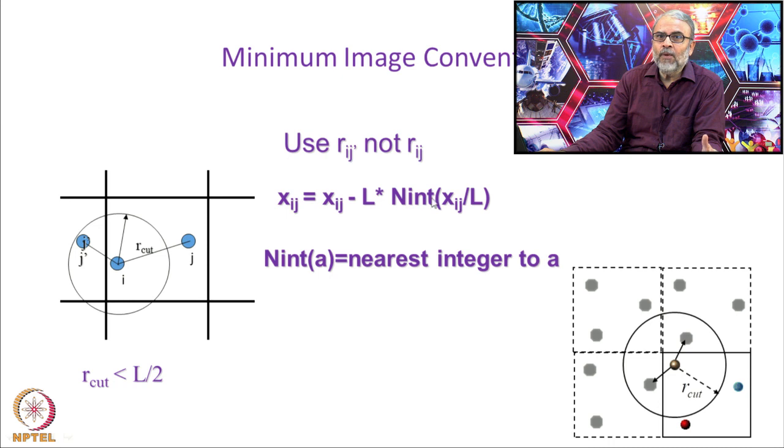So, then the integer is 1. So, if this Xij is 0.7 times L, I will not take the original Xij, but I will subtract that L because now it has become 1. So, I will take xij prime. This ensures that I interact with only those particles which are within the half box length about this particle.